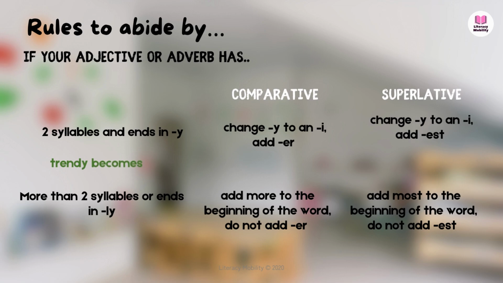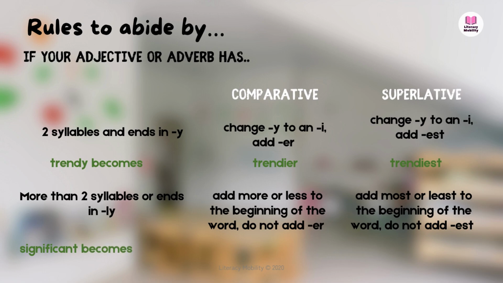Let's say that your adjective or adverb is 2 syllables and ends in Y. For a comparative, change the Y to an I and add ER to the end. For a superlative, change the Y to an I and add EST to the end. So a word like trendy becomes trendier or trendiest.